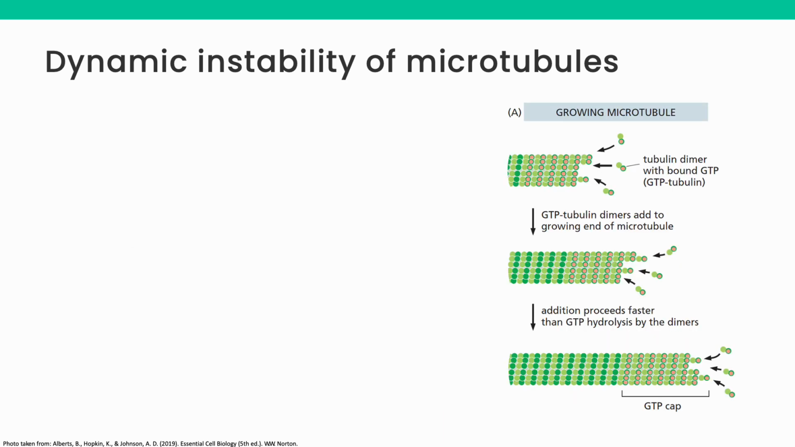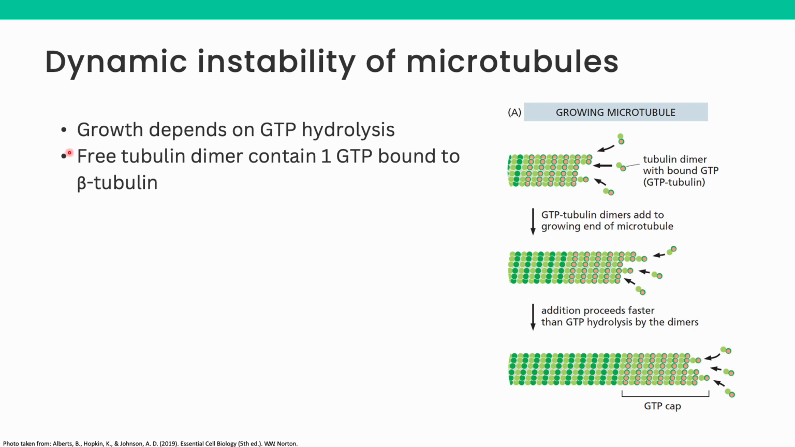Now, how does dynamic instability occur? In other words, how do the microtubules grow and shrink very rapidly? The first thing we have to know is that the growth of microtubules depends on GTP hydrolysis. Free tubulin dimers, that means those that are freely floating in the cytoplasm, contain one GTP which is bound to their beta tubulin. And as long as this GTP is bound to the beta tubulin, these GTP-associated dimers bind strongly to one another. This means that as long as they have GTP, they tend to form our different microtubule structures.